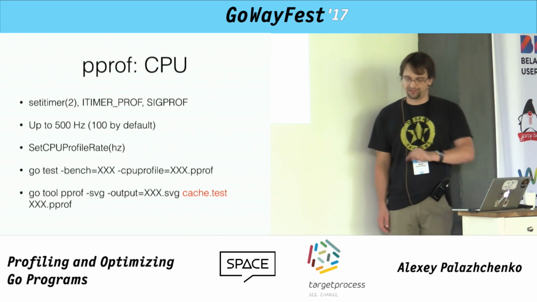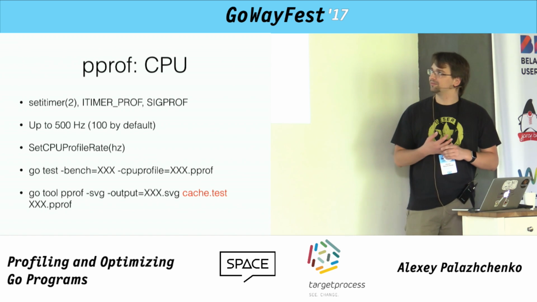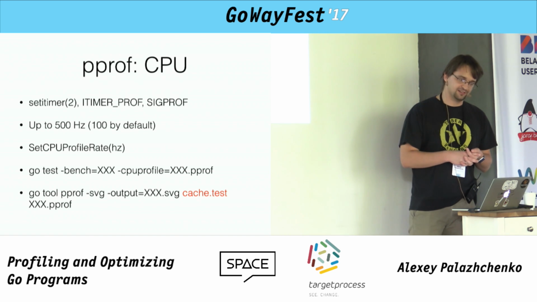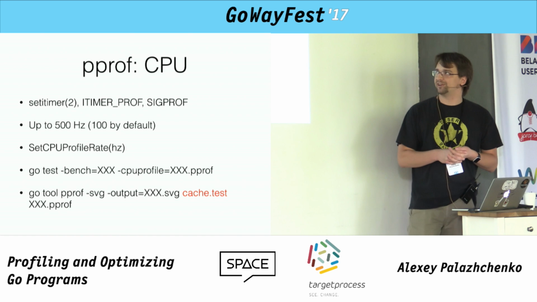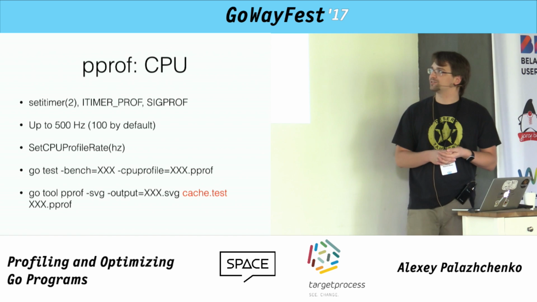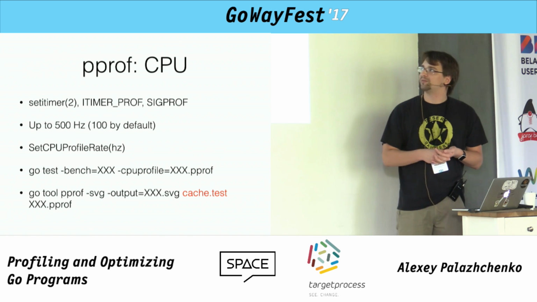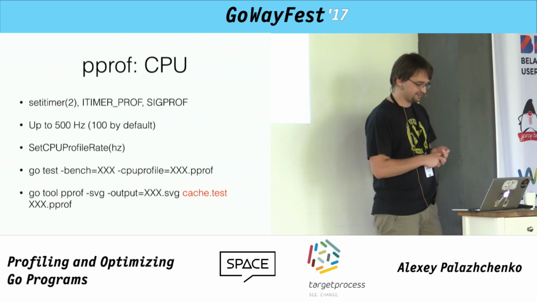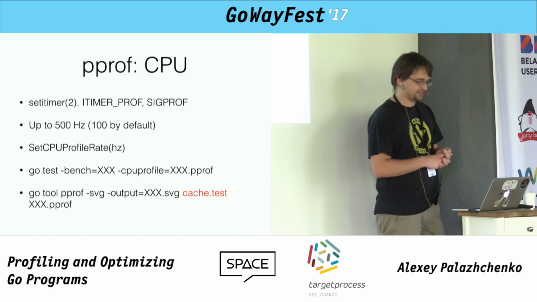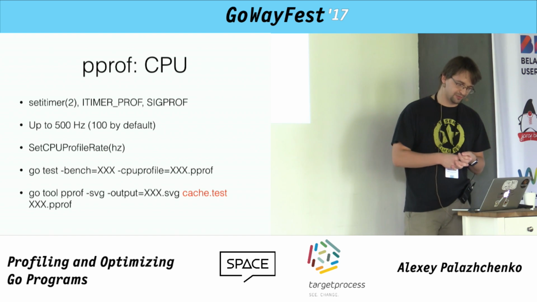So how does a CPU profiler work? It uses the setitimer C library call to receive a SIGPROF signal every specified amount of time. So by default, you will get 100 invocations per second, and you can raise that to about 500 times per second. You can also change that value using a SetCPUProfileRate function, and then you run your benchmark and record output to a profile file.